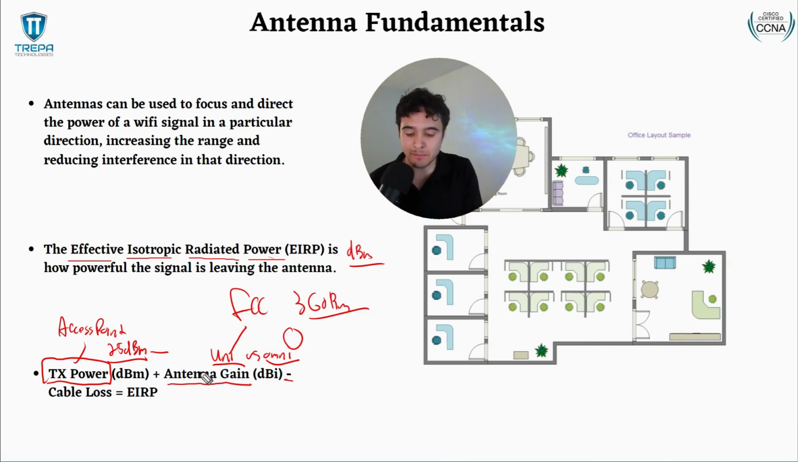So your transmit power plus your antenna gain measured in dBi, minus whatever cable loss or attenuation you may have on the cable that's connecting transmit source to antenna, that's going to equal your EIRP.